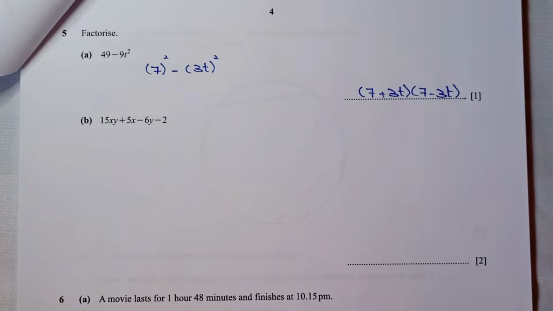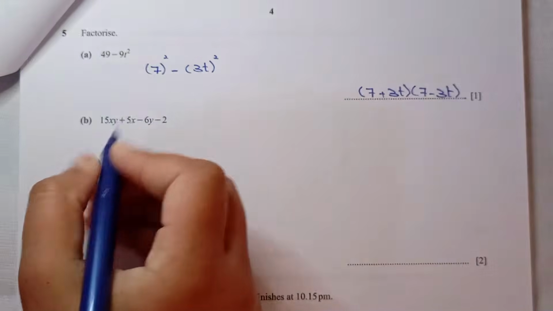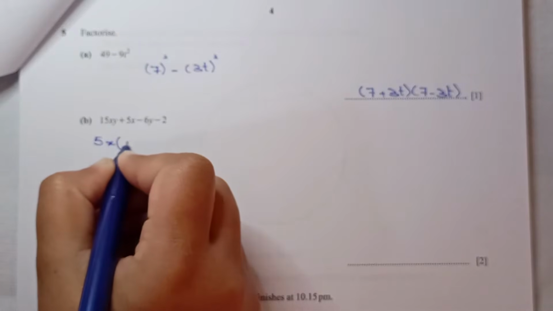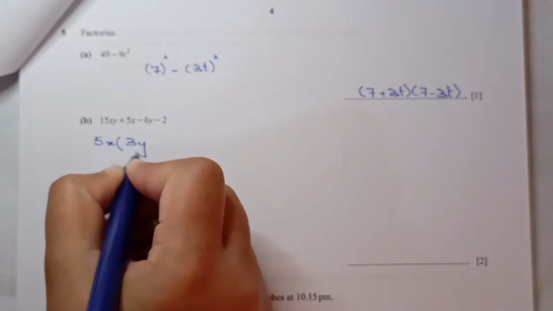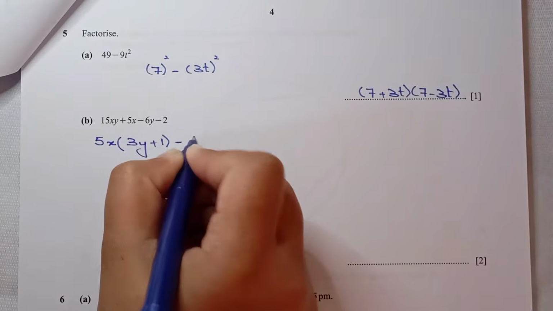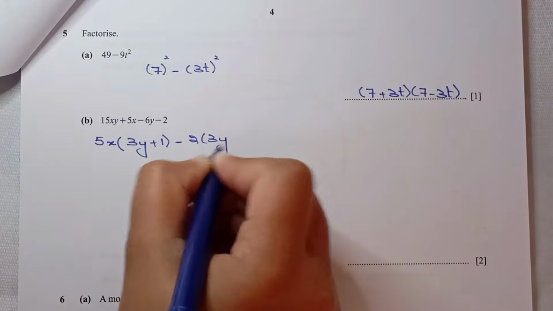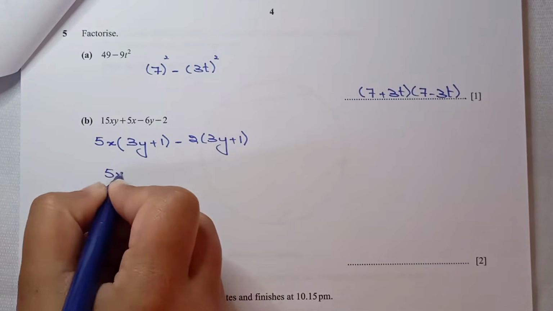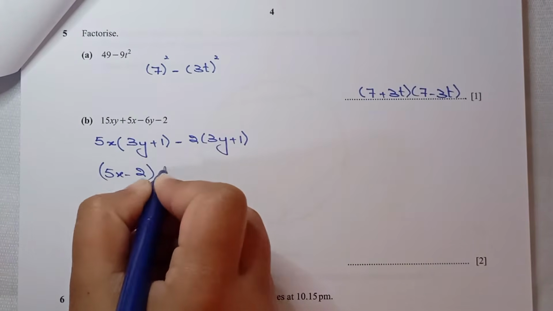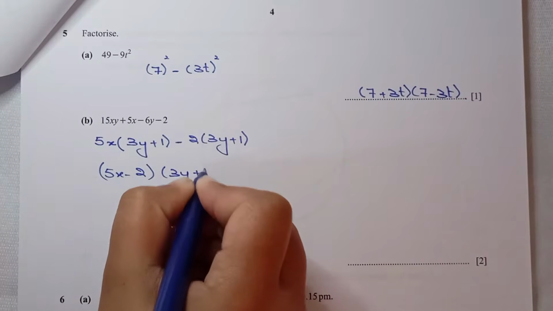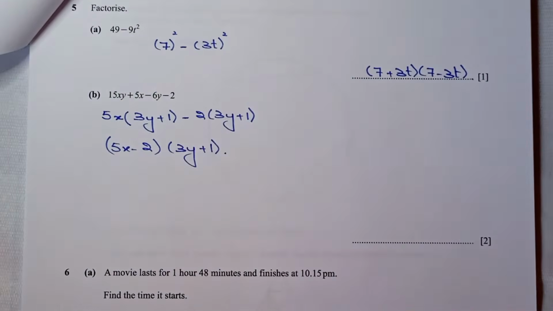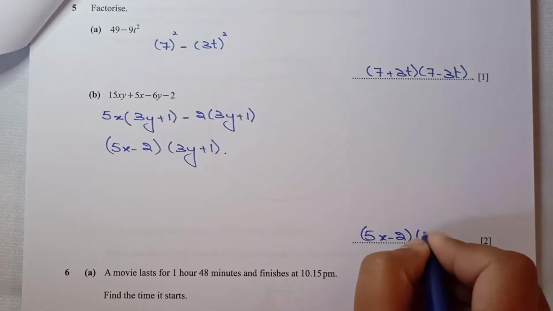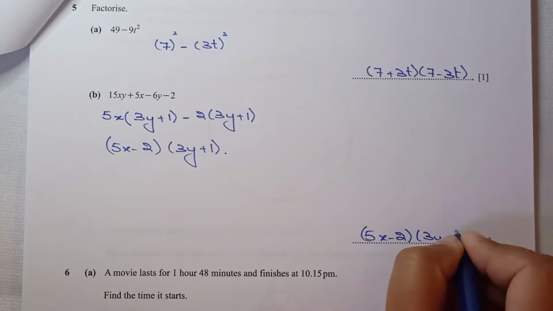Now for the B part, if I take 5 and x common, I am left with 5 times 3 is 15y and plus 1, and negative 2 common, this would be 3y plus 1. So the factors are 5x minus 2 and 3y plus 1. 5x minus 2 into 3y plus 1.